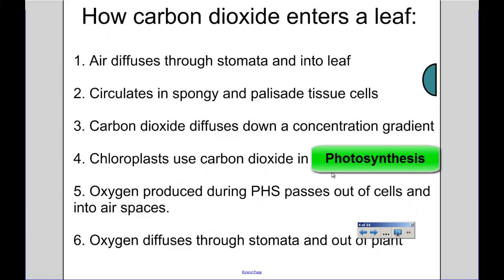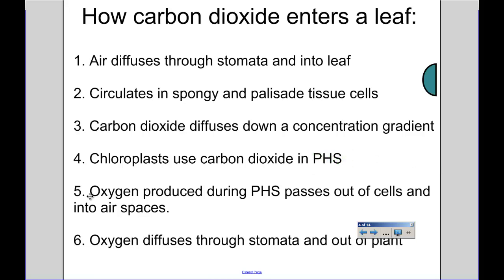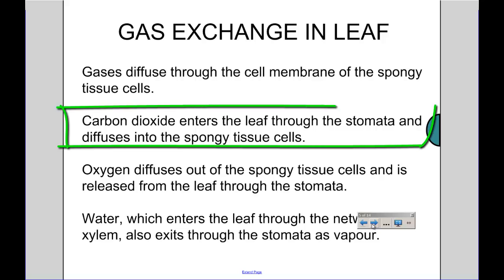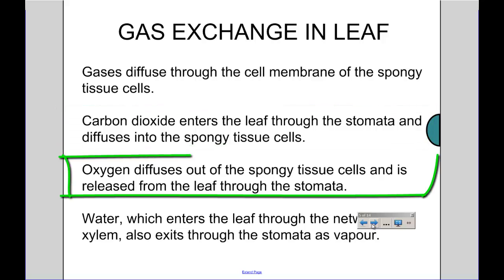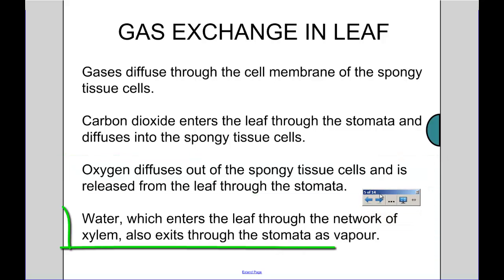That's what that PHS stands for. The oxygen produced during photosynthesis passes out of the cells and into the air spaces, and then oxygen diffuses through the stomata and out of the plant. Carbon dioxide enters into the leaf through the stomata and into the spongy tissue cells, like we said before. Oxygen diffuses out of the spongy tissue cells and is released through the same pore, the same hole, the stomata.